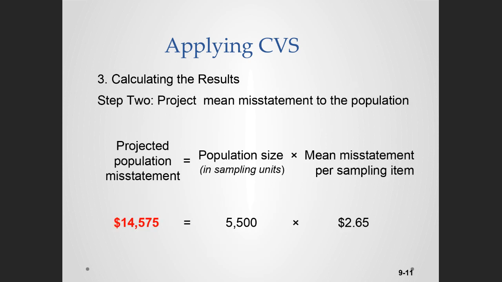Now we are going to take this $2.65 and project it into the population. So we have $2.65 for each item, and we have a total number of items in the population, 5,500. To see the projected misstatement in the population, we multiply the $2.65 by the 5,500 to get $14,575. So this is our projected population misstatement. So far, so good.